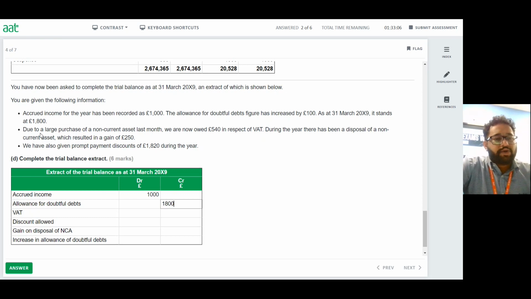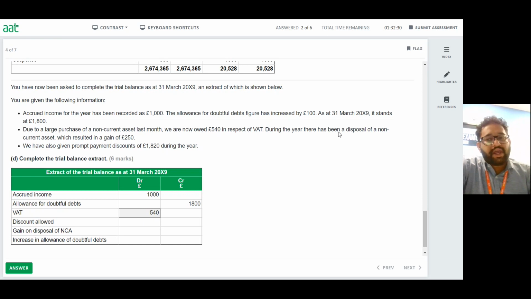And the next one is due to a large purchase of a non-current asset last month, we are now owed £540 in respect of VAT. During the year, there has been a disposal of a non-current asset, which resulted in a gain of 250. There are two there. So now they're saying here, we are now owed 540 in respect of VAT. So therefore, the VAT is going to become an asset for me. Normally, it's a liability account. This will become an asset. This VAT will show a debit balance. So this will be going on my extended trial balance as that.